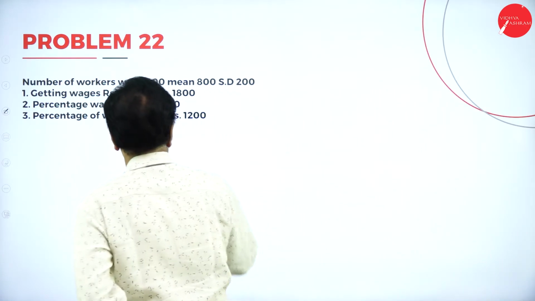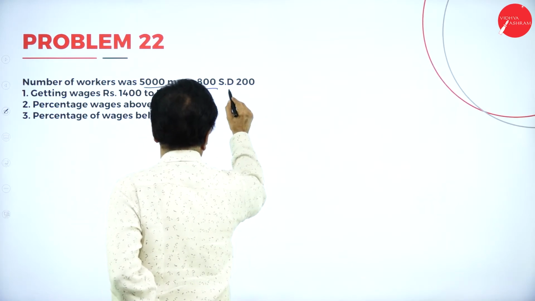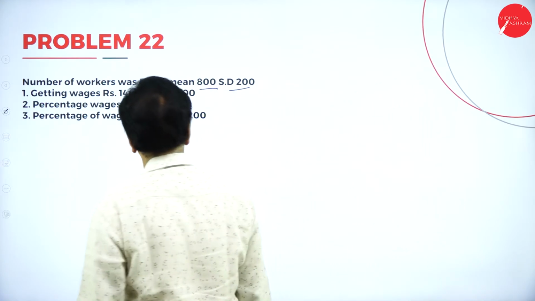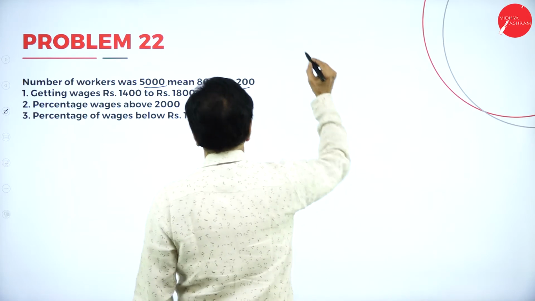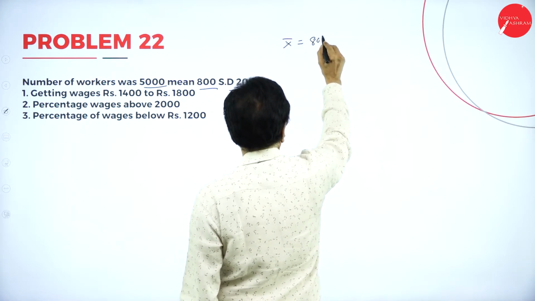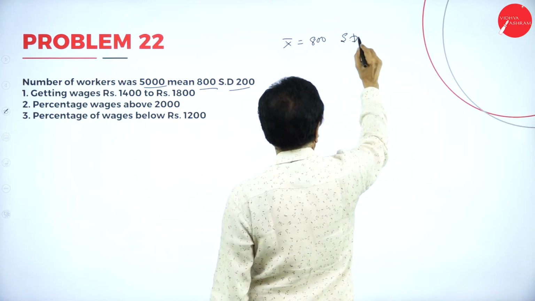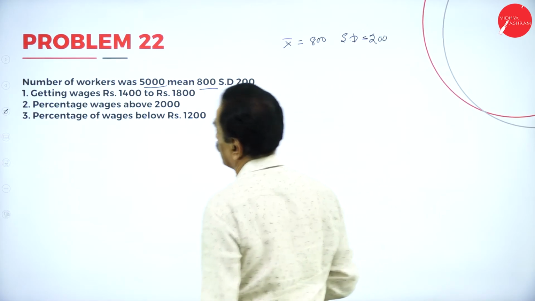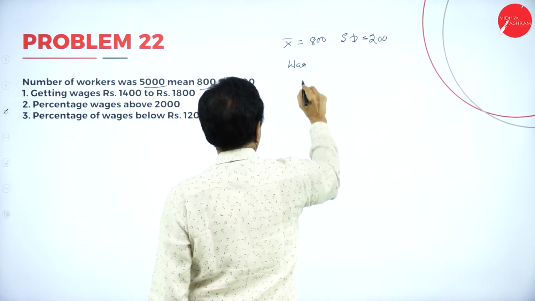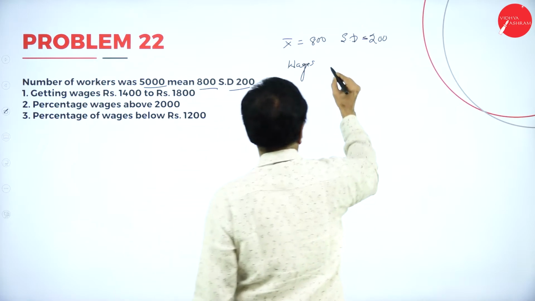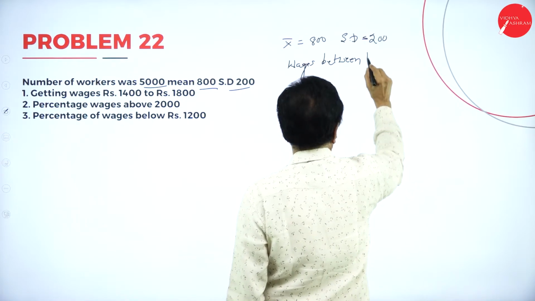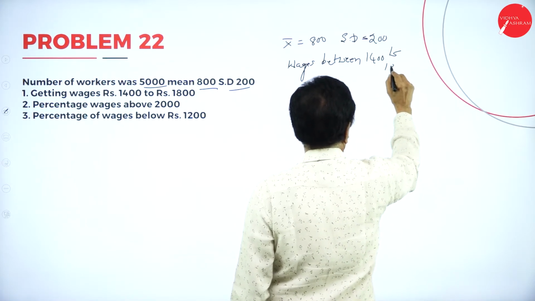Number of workers was 5,000. Mean is 800. Standard deviation is 200. Getting wages rupees 1,400 to 1,800. Given mean is equal to 800, standard deviation 200. So wages between 1,400 to 1,800.